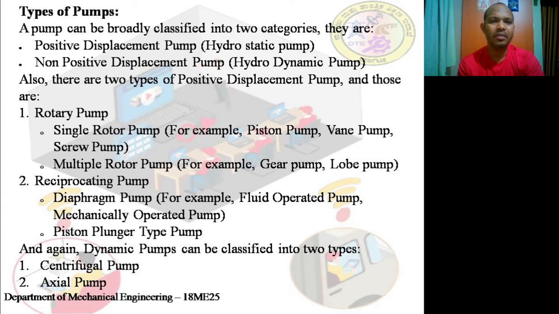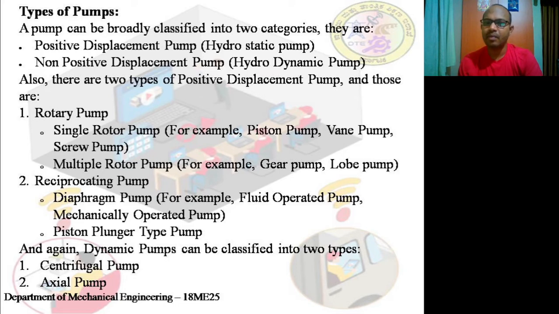The first one is the positive displacement pump, which is also called a hydrostatic pump, and the non-positive displacement pump, which comes under the category of hydrodynamic pumps. Also, there are two types of positive displacement pumps, and those are rotary pumps and reciprocating pumps. The major classification is positive displacement and non-positive displacement. Even the positive displacement pumps can be further classified based on the basic principle of working, that is, a rotary pump and a reciprocating pump.